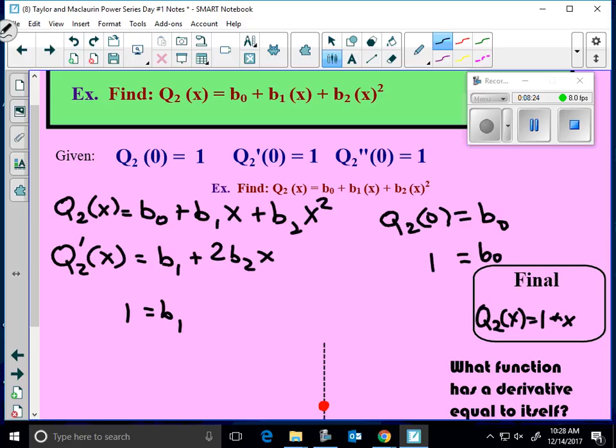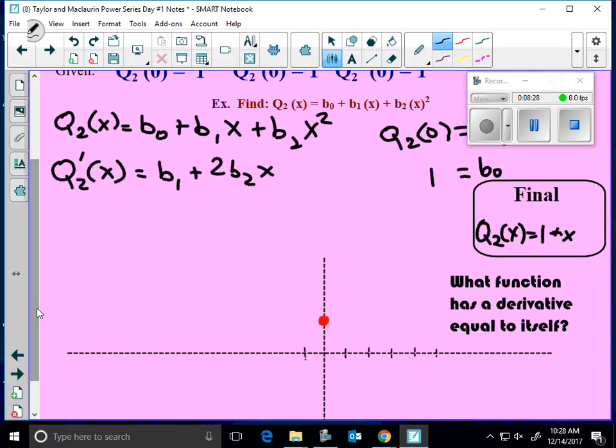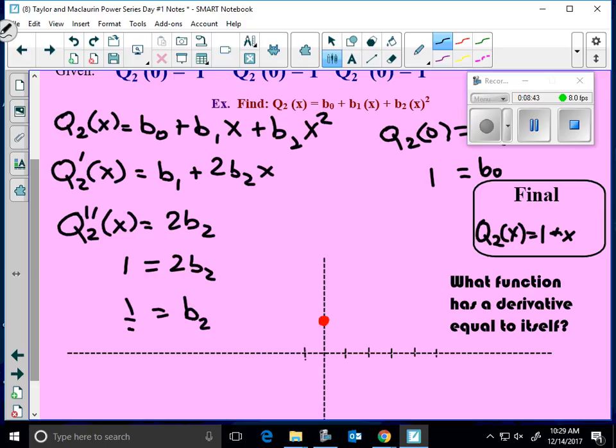Okay, and then I'm going to take the derivative of the derivative. And the derivative of the derivative is 2b2. I know 2b2 is equal to 1 because q2 double prime of 0 is 1. So what is b2? 1/2. So this is a quadratic representation of one of our favorite functions, e to the x. Let's graph it on our calculators just to see what it looks like.